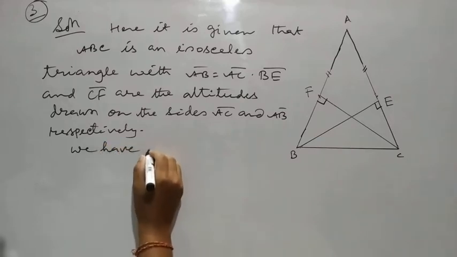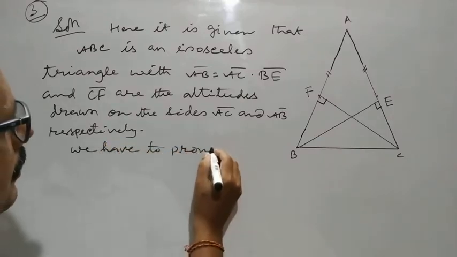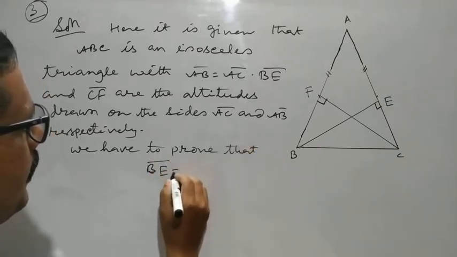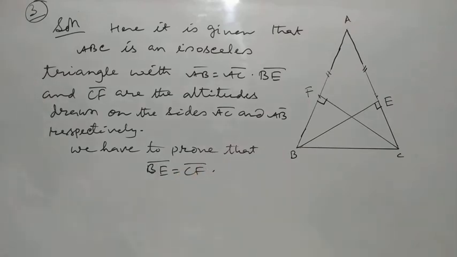We have to prove that BE equal to CF. So see here, ABC is an isosceles triangle with AB equal to AC. BE and CF are the altitudes. Altitude means this perpendicular and this perpendicular on AC and AB respectively. We have to prove that BE equal to CF.